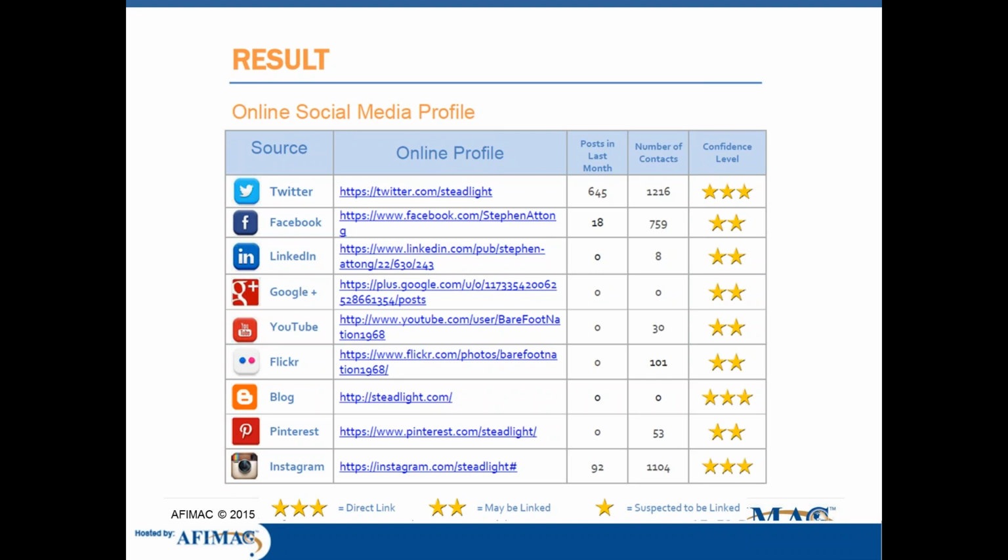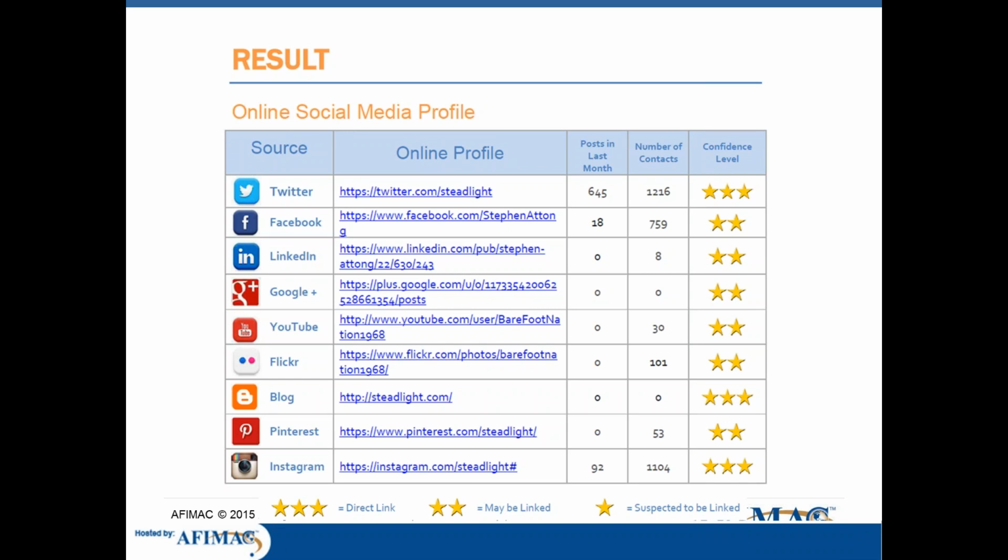So in this particular instance, we have a look at Twitter, just under 655 posts in the last month. We have the number of contacts on Twitter that the person has, so just over 1,200. And the confidence level is rated from 1 to 3. So what that refers to is how confident we are that the individual that we see with the handles under the profile is actually the subject that the client wants us to investigate.